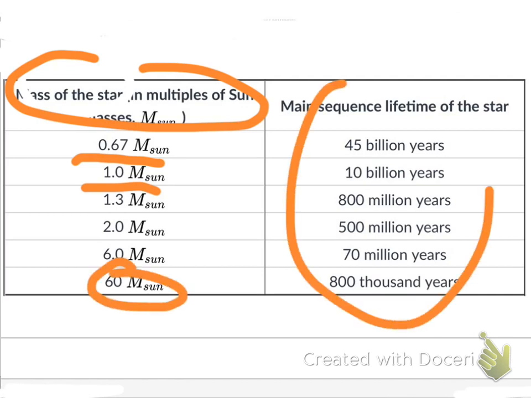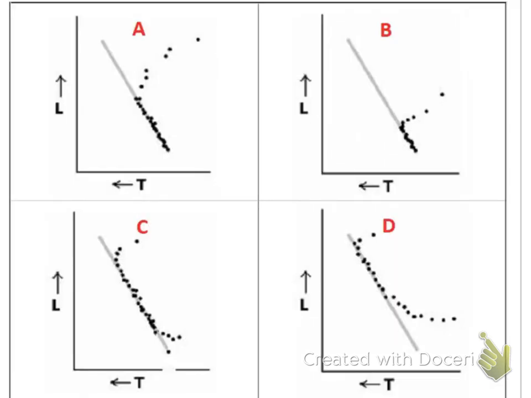And notice that the equivalent main sequence lifetime of the star is given there in the other column. And from that information, you should be able to answer questions 1, 2, 3, and 4. So I'm going to fly through that quickly. Moving on to number 5.